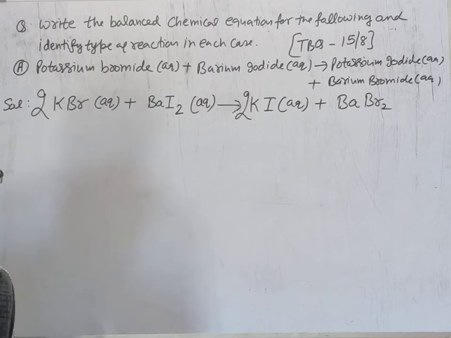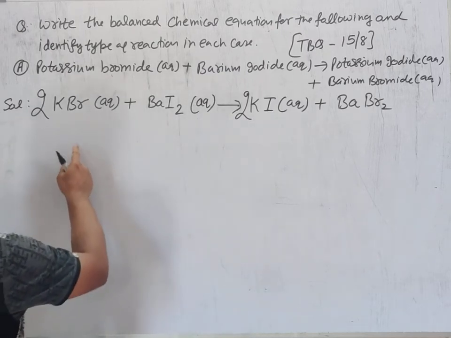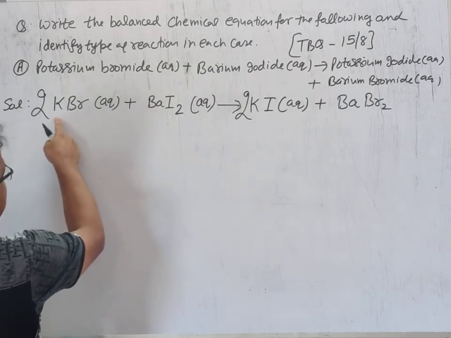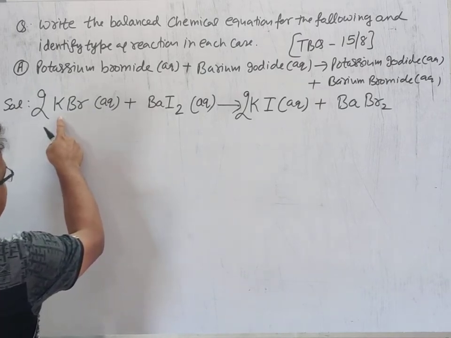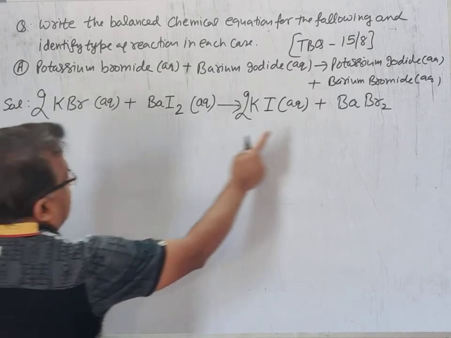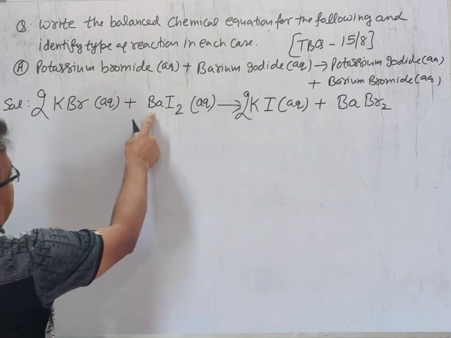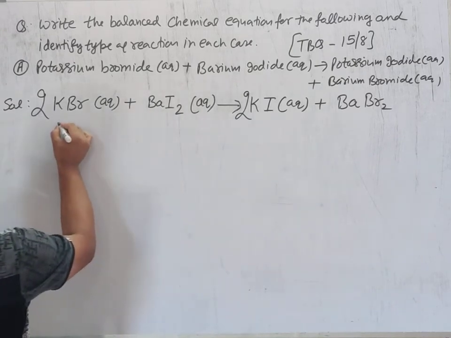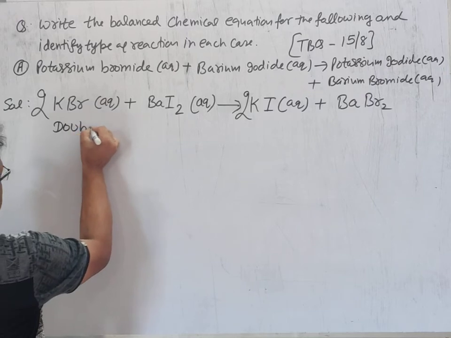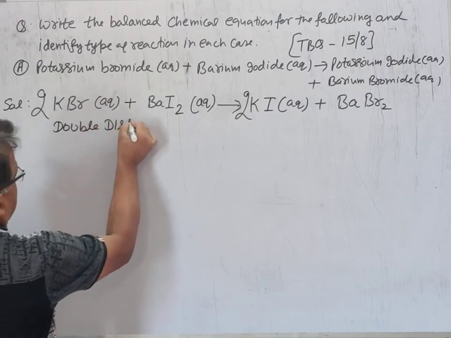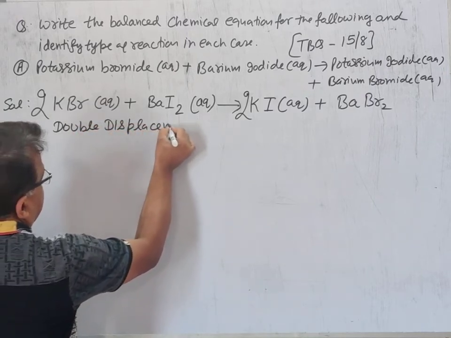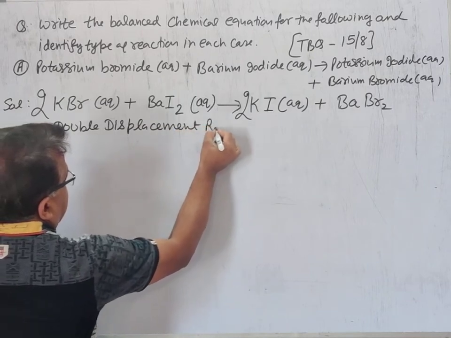And he is asking the type of reaction. We are observing that they exchange their places. At the place of K, Ba comes, and at the place of Ba, K comes. So it is a double displacement reaction.